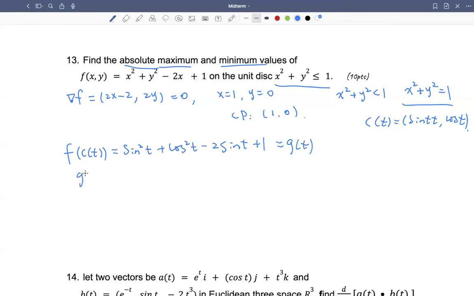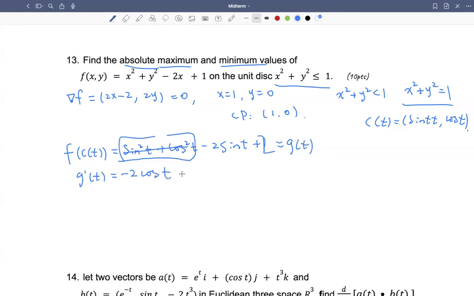So we want to take g prime of t. We can simplify: the sine squared plus cosine squared becomes 1, so we get negative 2 sine t plus 2. Then we take a derivative of this. So g prime of t, we just get negative 2 cosine t.